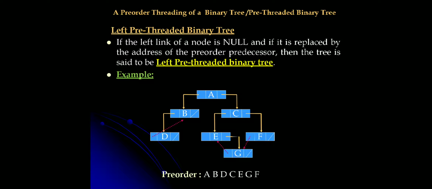Similarly, you can define left pre-threaded. If the left link of a node is null and it is replaced by the address of the pre-order predecessor, then the tree is said to be left pre-threaded. We can see here the left links which are null are replaced with pre-order predecessor node address. For node D, the predecessor is B. So the L child field which was null is now replaced with the address of node B, and for node G, E is the pre-order predecessor, so that address is stored here in the L child field, and for node F, G is the pre-order predecessor, so in the L child field of node F, the address of node G is stored.